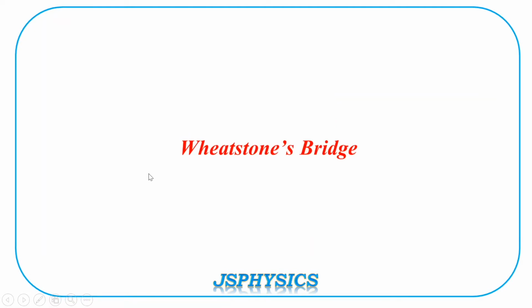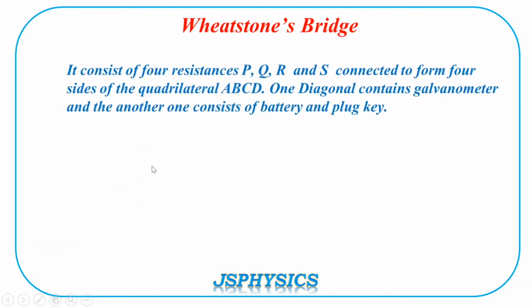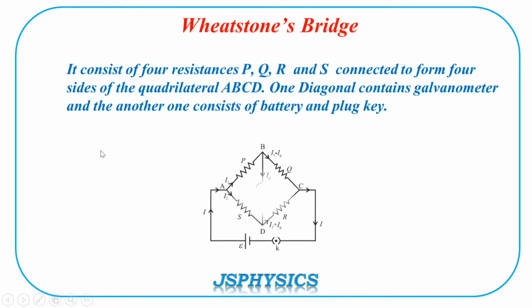Wheatstone's bridge. What is Wheatstone's bridge? Let us understand. Basically, Wheatstone's bridge is a device which consists of four resistances connected to form four sides of the quadrilateral. In one diagonal, galvanometer is connected, and in the other diagonal, battery and plug key are connected. Let us see the diagram.